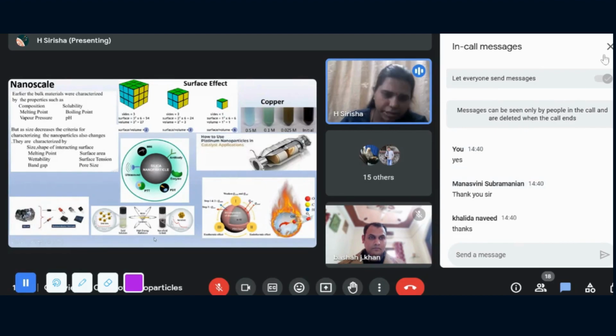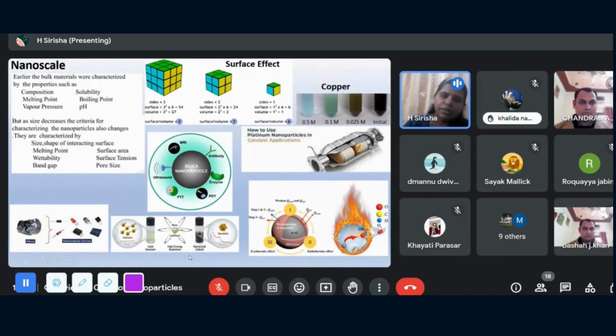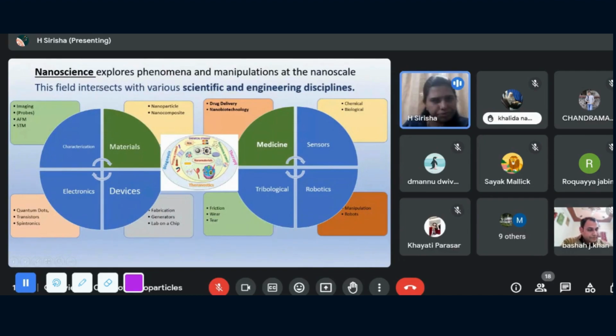Next, what you can see here is a material that at normal room temperature occurs in solid form, but at nano range it is transparent in nature, and it is in another form, liquid form. And silicon, it appears to be a conductor, but when it is in nano range, it is an insulator. So nanoscience explores the phenomena and manipulation at the nanoscale. This field intersects with various scientific and engineering principles. So these are the various fields in which nanoscience is being studied vastly.